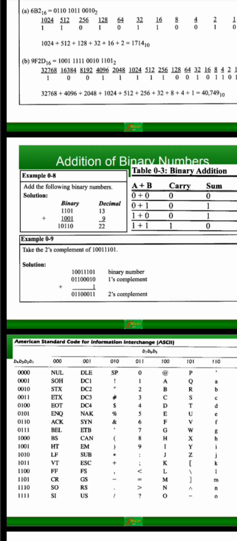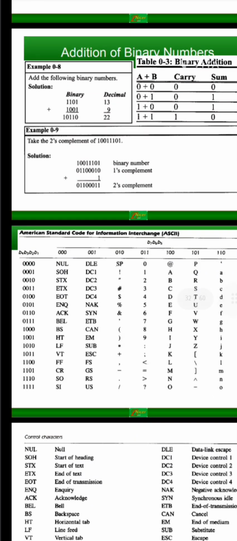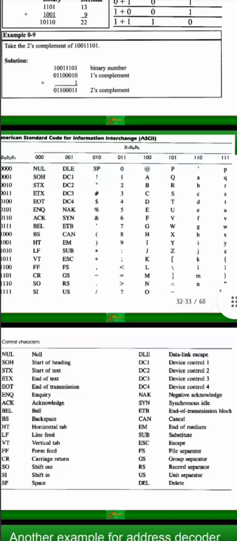So through this we will do addition of binary numbers. Now in example 9 we have to take the 2's complement of 100111101. First we take this binary number and flip the bits, so 1 becomes 0 and 0 becomes 1. Then we add 1 to the 1's complement to make it the 2's complement, and write the final answer.